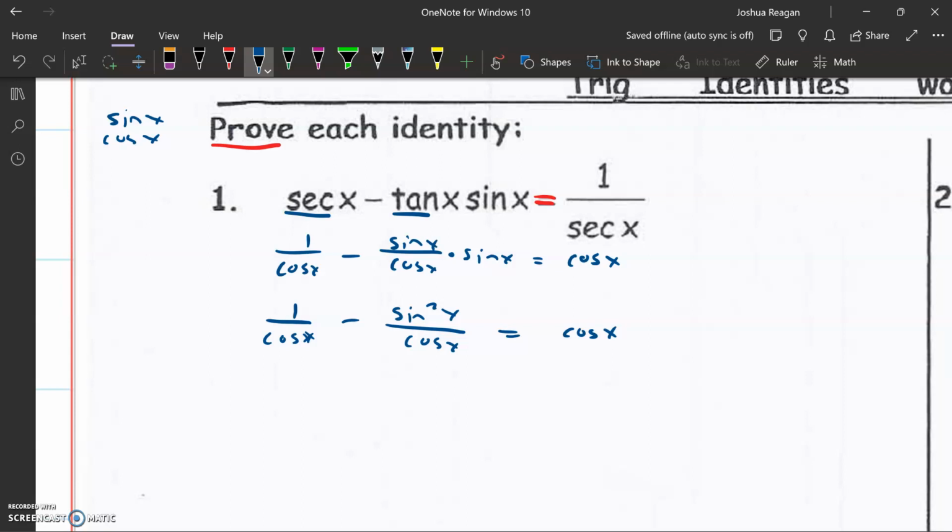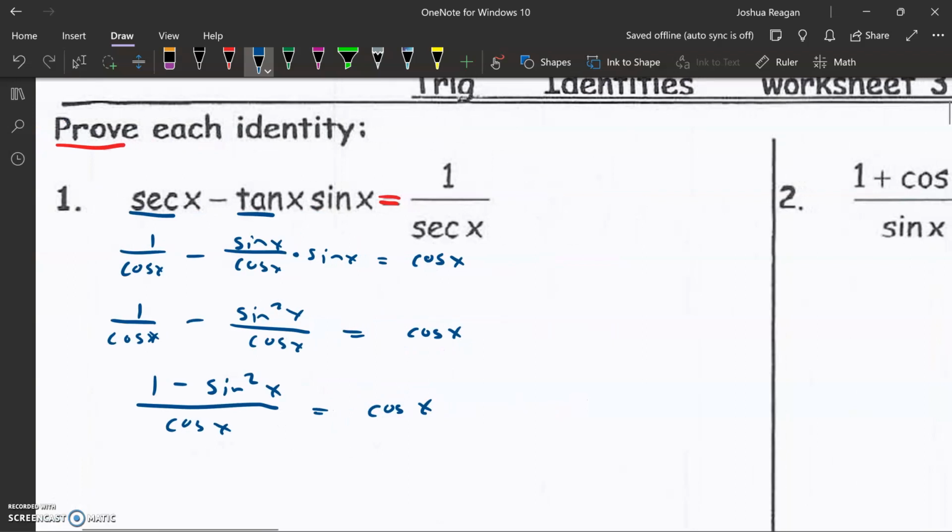Now that our denominators are the same, then and only then can we add or subtract our fractions. Remember, our denominators have to be the same to add or subtract fractions. So that'll give us 1 minus sine squared of x over cosine of x equals cosine of x. Remember guys, we want this left side to equal this right side. So how can we do that?